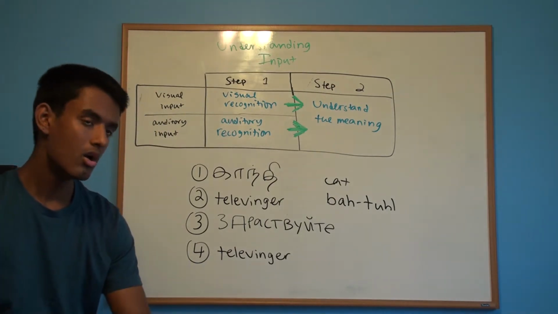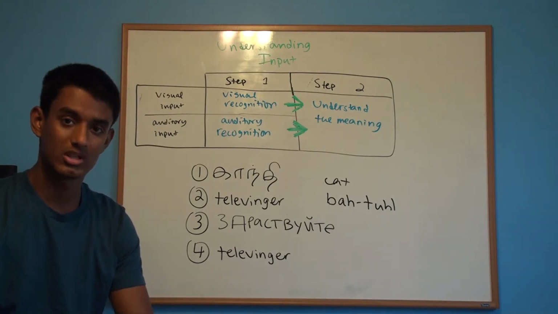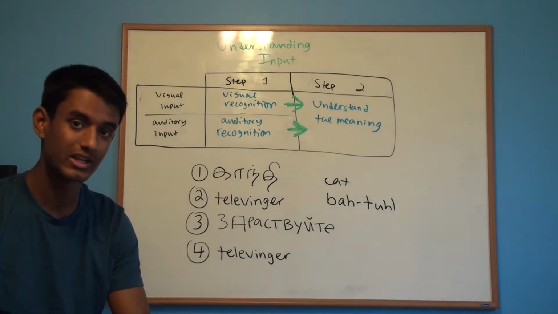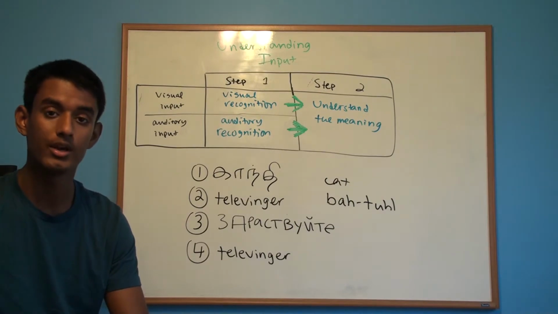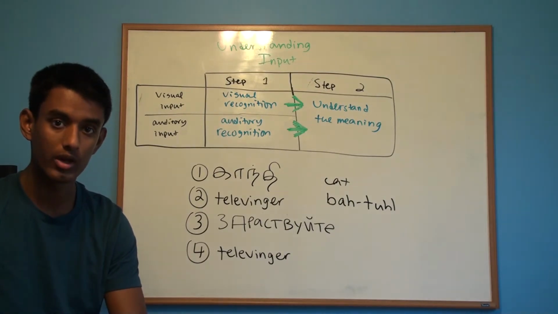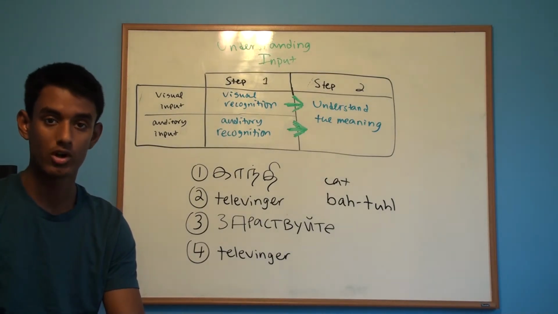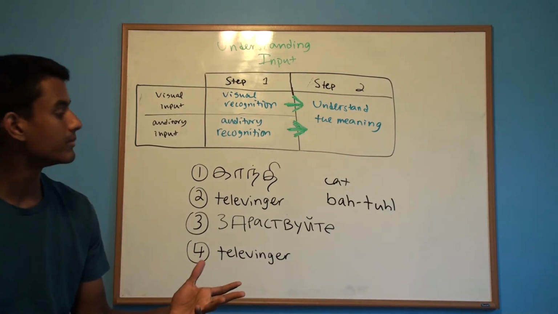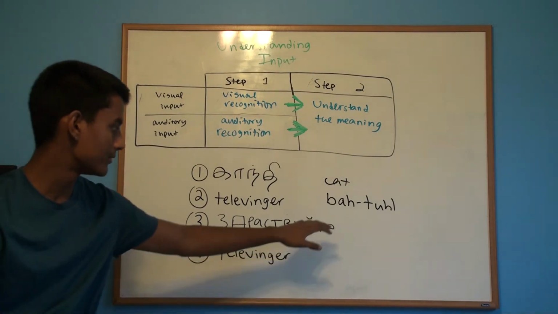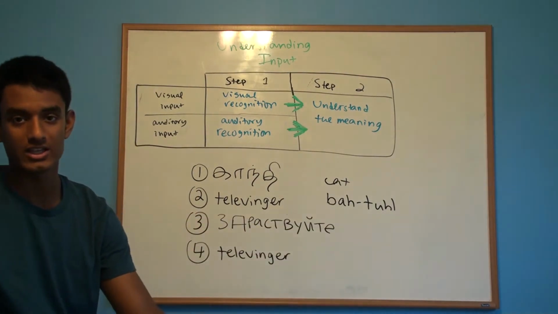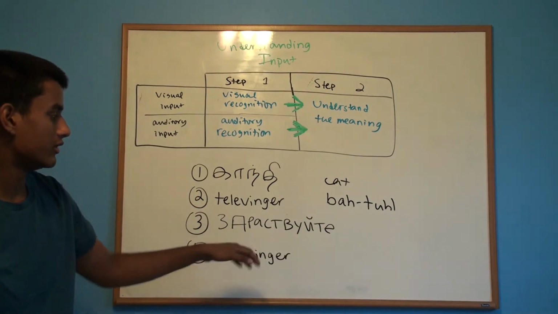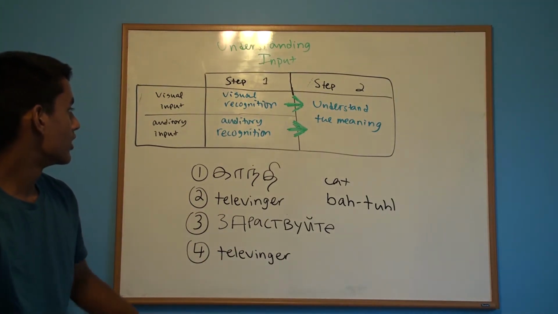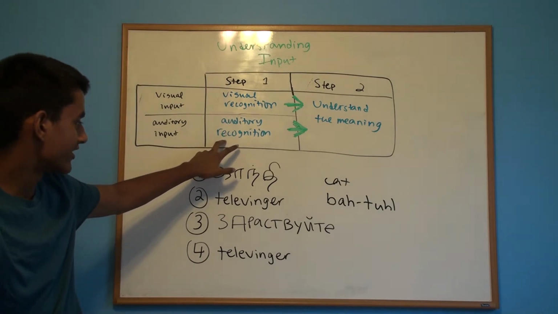However, if I said to you, Здравствуйте, you probably wouldn't be able to recognize the sounds that I said because it's a Russian word, and the Russian sounds, Russian phonemes are not the same as English phonemes. So you probably wouldn't be able to come up with some sort of phonetic spelling for Здравствуйте. So therefore you wouldn't be able to complete step one, which is auditory recognition.